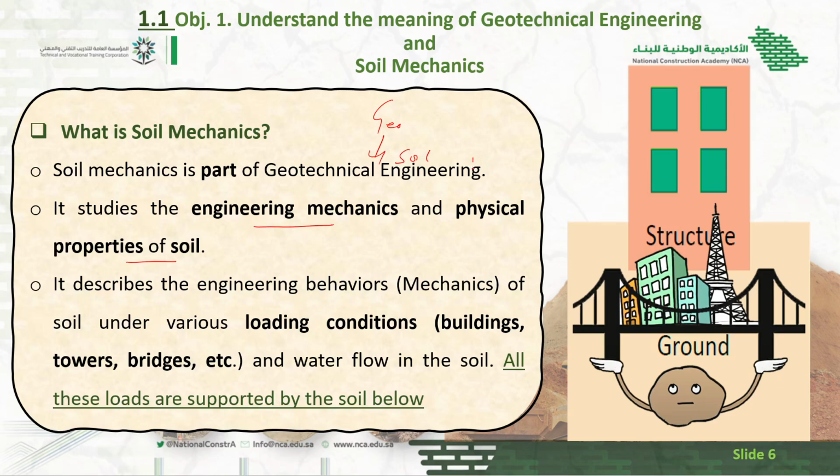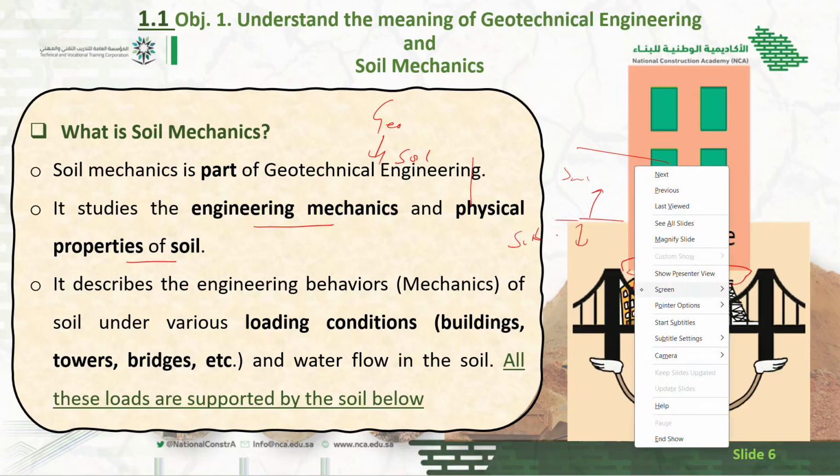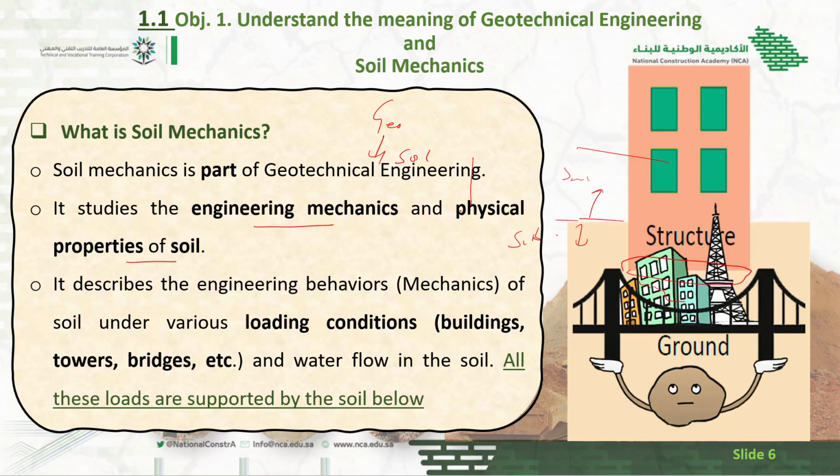What does it mean? Here is the building. Above the ground is called the superstructure, and below the ground level is called the substructure. This is the foundation, and after the foundation, the load is transferred to the soil. So we check the behavior of soil. For example, this is the soil, and this is the load coming from the building. We evaluate or analyze the behavior of this soil under different loading conditions.